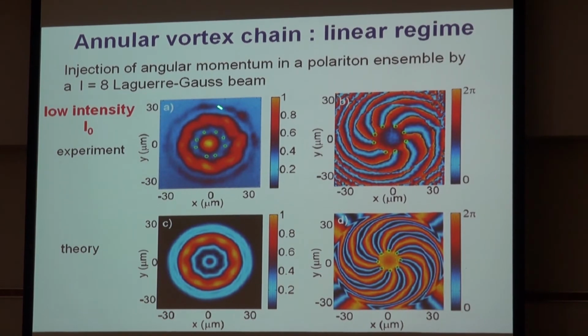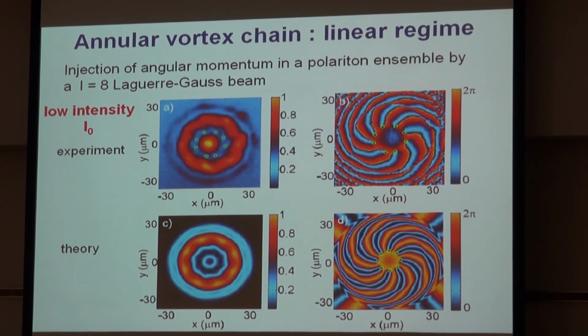And so what we observe at low intensity here is a kind of spiral interference, and here the vortices due to this L equals 8 angular momentum are barely visible. Here they are just circled in green to make them easier to see, but here in the theory one can see better that they are in the dark region, and the phase diagram shows their position. So here it's just nonlinear optics.